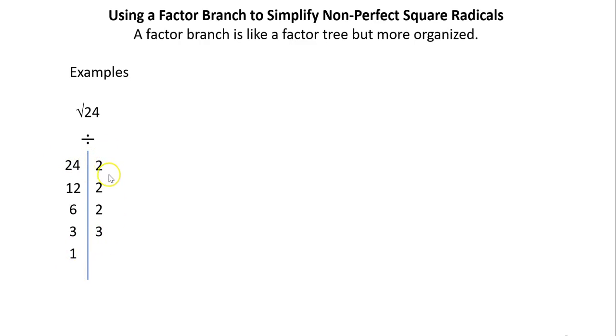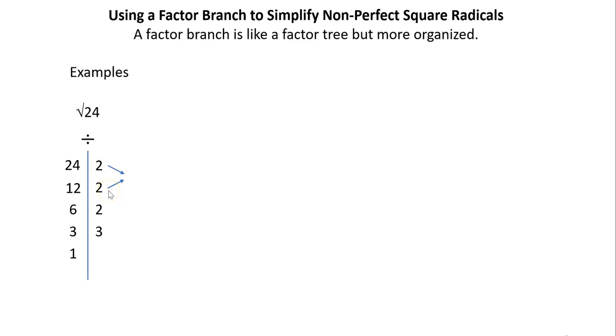Think about it. 2 times 2 is 4, times 2 is 8, times 3 is 24. So what you've got to envision is that all of these numbers are still inside my radical because they all multiply to 24. But I'm going to take these first two and I'm going to multiply them together.